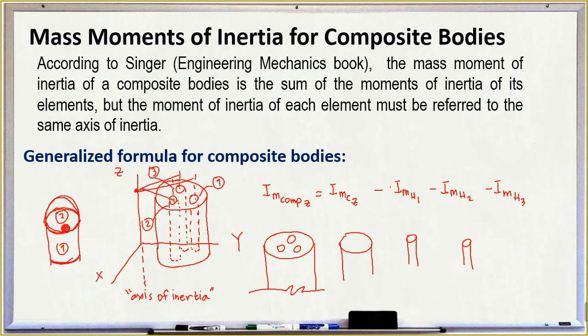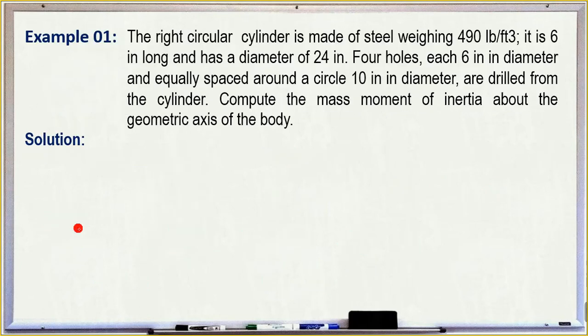Okay, so that's the concept to find the mass moment of inertia for composite bodies. Let's have our first example. The problem states the right circular cylinder is made of steel weighing 490 pounds per cubic foot. It is 6 inches long and has a diameter of 24 inches.